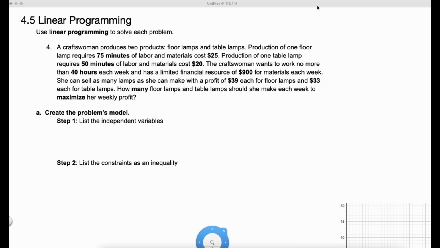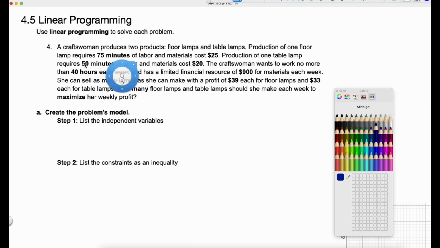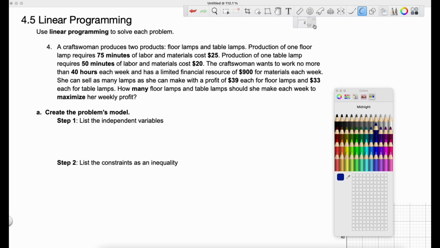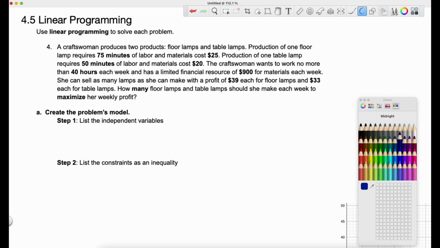Here we have a craftswoman who produces floor lamps and table lamps. It requires 75 minutes of labor for a floor lamp, and the materials cost $75. Okay, so that's a floor lamp. A table lamp requires 50 minutes of labor, and the materials cost $20.